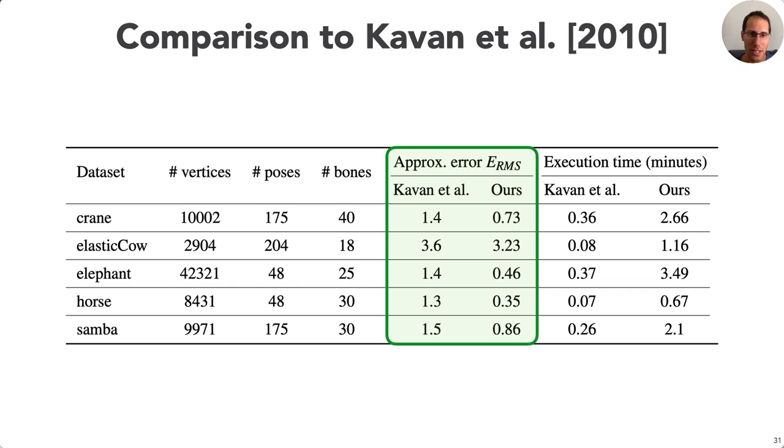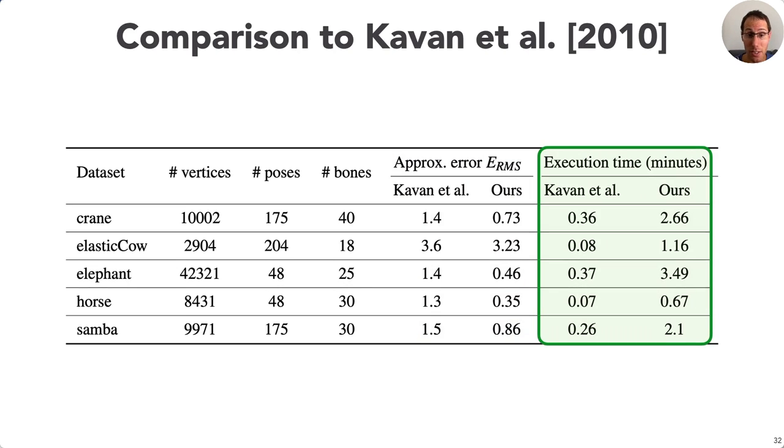Okay, there's another technique due to Kavan et al. And here's just a numerical comparison. We can see that our error is substantially lower. Although our approach doesn't consider sparsity, which theirs does, our approach is slower. Kavan's approach is highly optimized and takes advantage of their sparsity assumption.